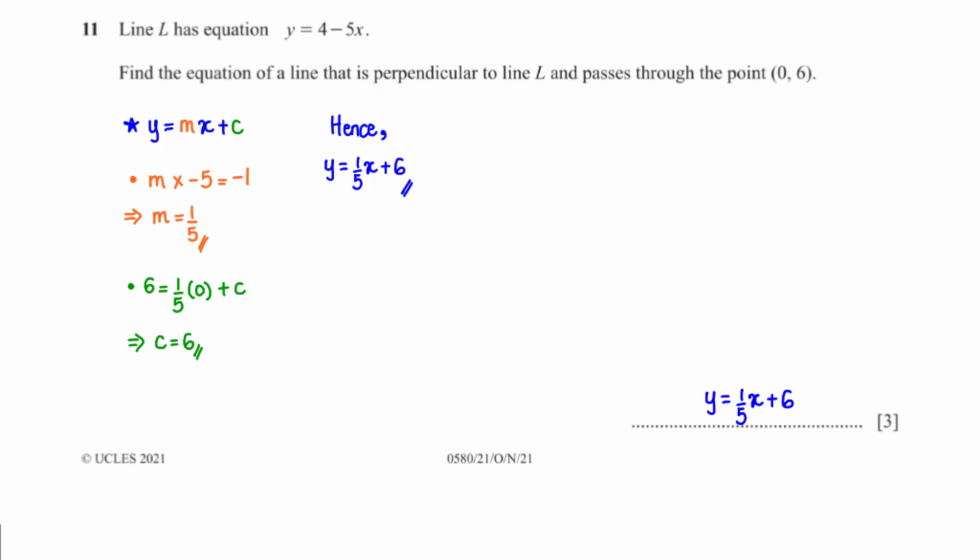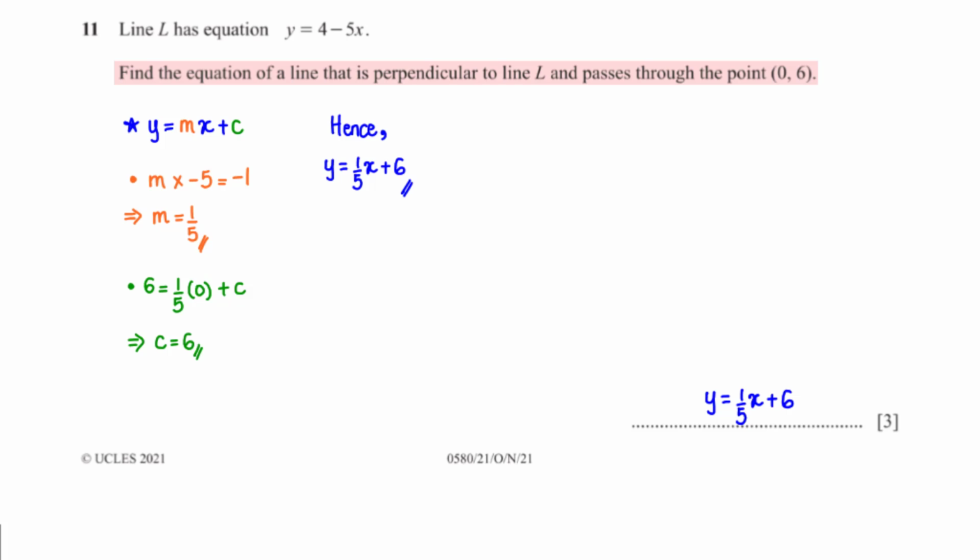Line L has equation y equals 4 minus 5x. Find the equation of a line that is perpendicular to line L and passes through the point (0, 6). The equation of any straight line can be expressed in the form y equals mx plus c. So all we need to do is find the values of m and c and plug these values back into the equation.